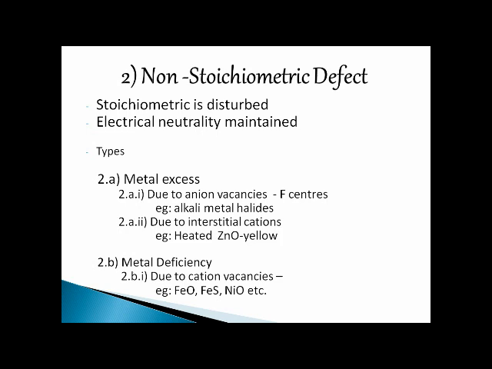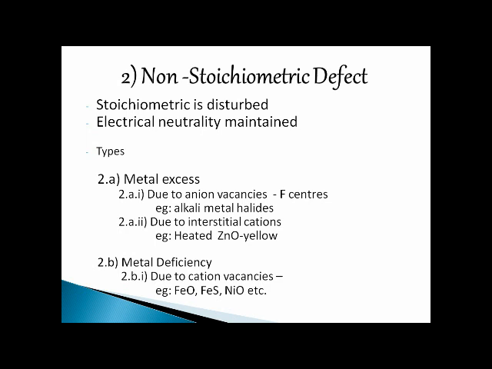Non-stoichiometric defects. When we see about the second type of defect, stoichiometry is disturbed and electrical neutrality is maintained. Under this non-stoichiometric defect, we have two types. The first one is metal excess defect and the next one is metal deficiency defect.